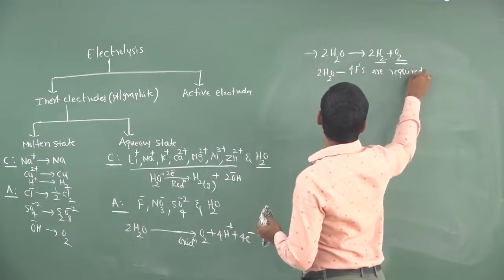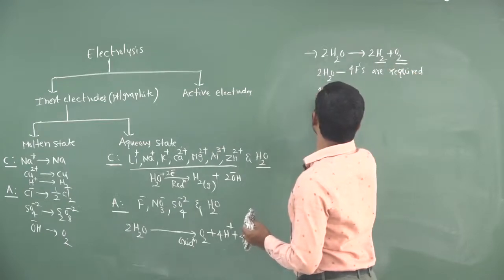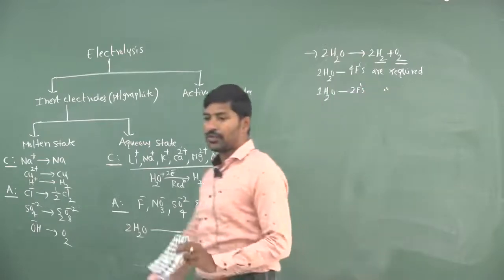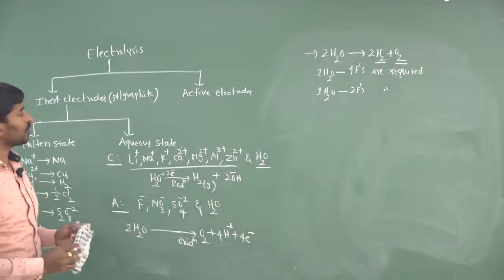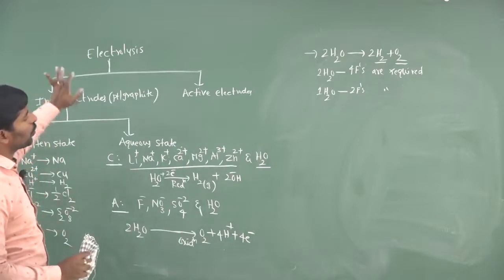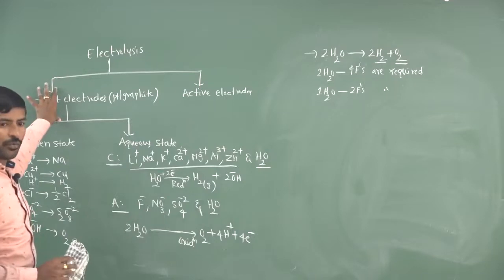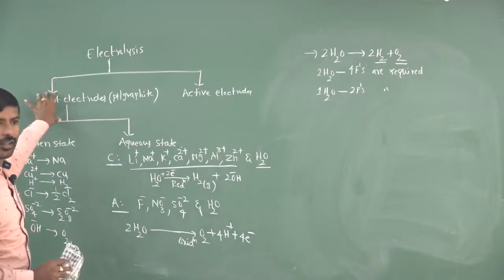If you take 1 mole of water, how many Faradays are required? 2 Faradays are required. So to do electrolysis of 2 moles of water, 4 Faradays are required. To do electrolysis of 1 mole of water, 2 Faradays are required.